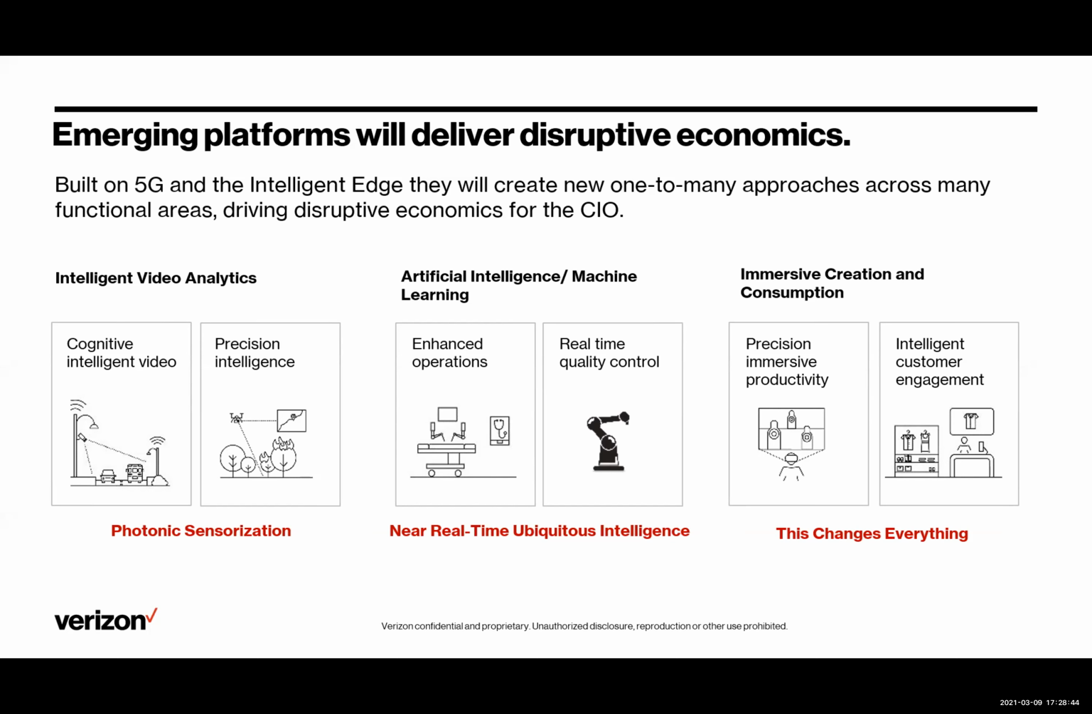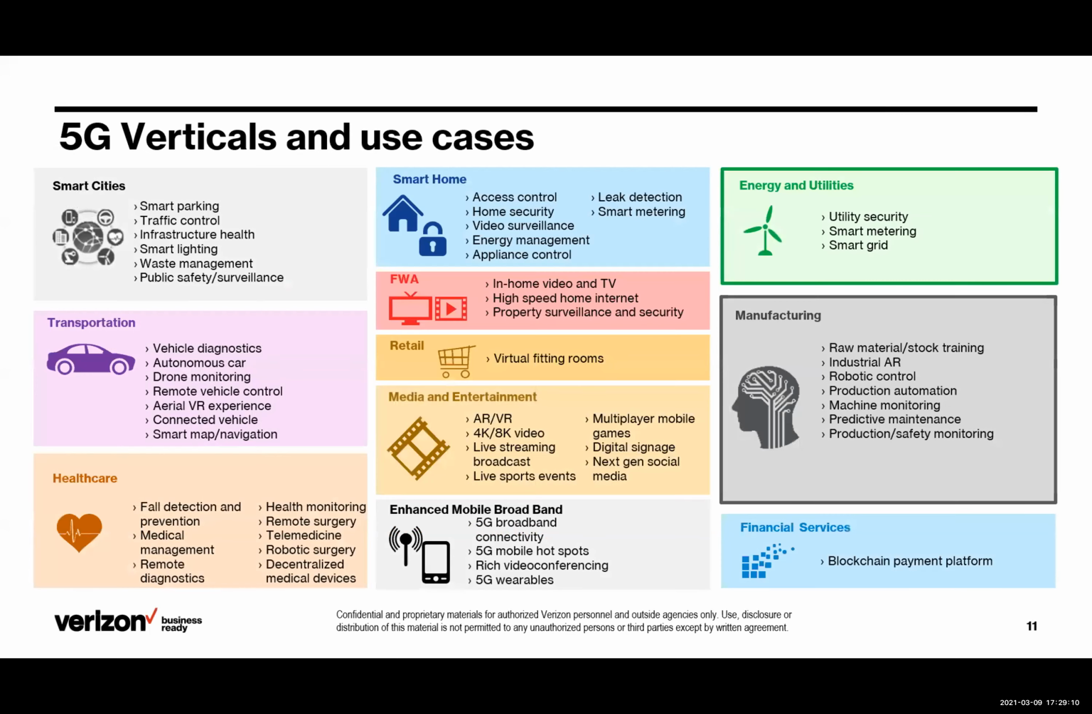So primarily, it's video analytics, the power of artificial intelligence, and immersive content creation and consumption. These are the 3 things that are coming out of the possibilities of 5G and MEC, and how you use them in different vertical scenarios offers unlimited possibilities. So these are the 5 vertical use cases.